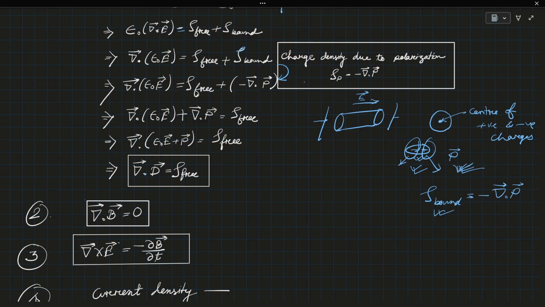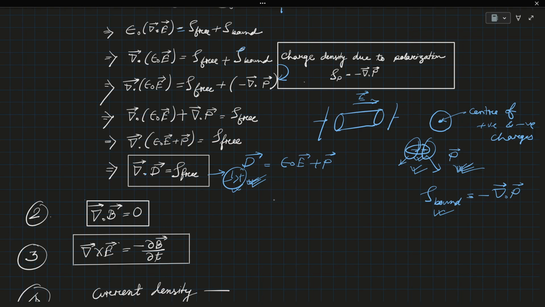And this is what? This is the displacement. D is equal to epsilon naught E plus P. E is the electric field and D is the displacement field, okay. So what we have got is divergence of the displacement field equals rho free. This is Maxwell's first equation, okay. This is Maxwell's first equation in a dielectric medium.